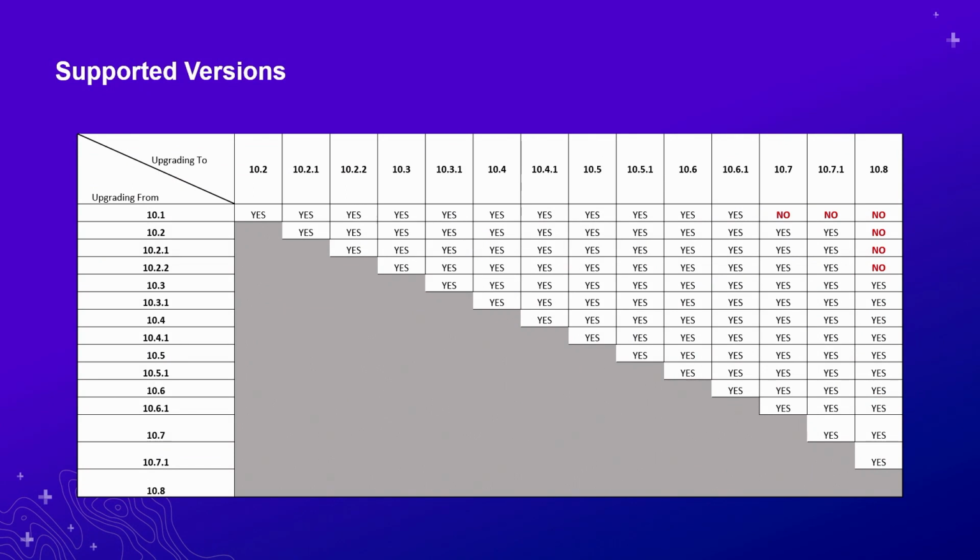Let's discuss a little bit about the supported versions. This table here shows from what release you're at to what release you want to upgrade to. And 10.7.x is the last series that will support upgrading from 10.2. And so this table right here illustrates that.